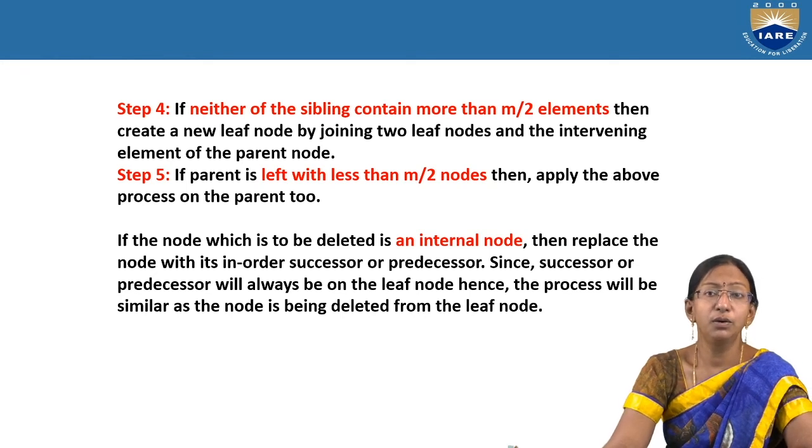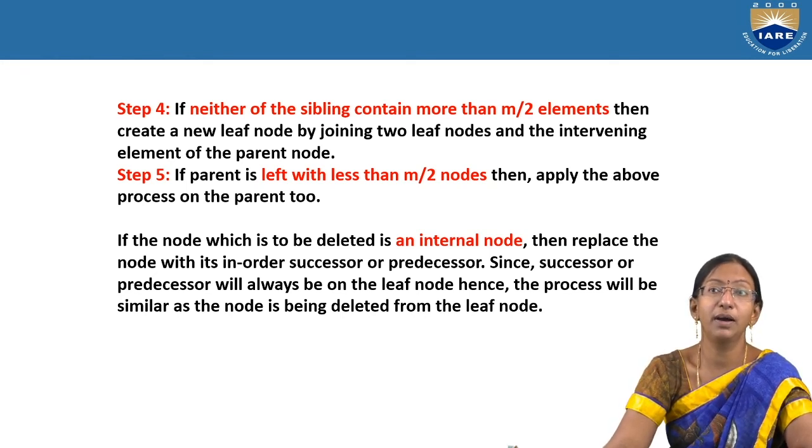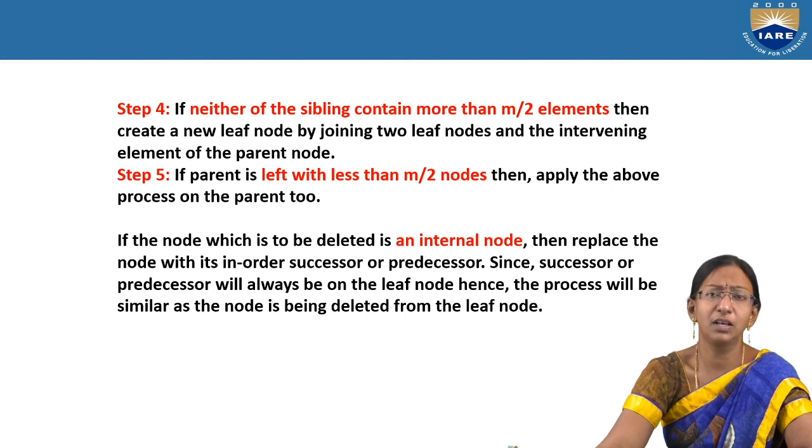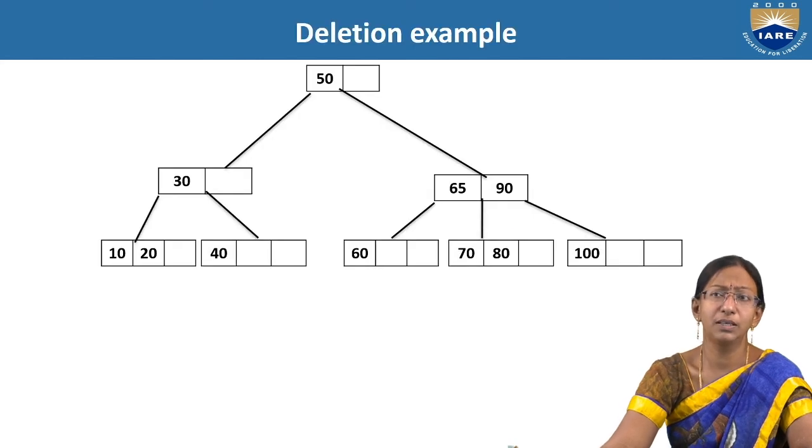And we do have another case where neither left nor right has the capacity to lend or to merge. Then what are you going to do? In that case, we are going to merge the two halves into a single half and send the intermediate key to the parent. Okay, so have a look at this example.